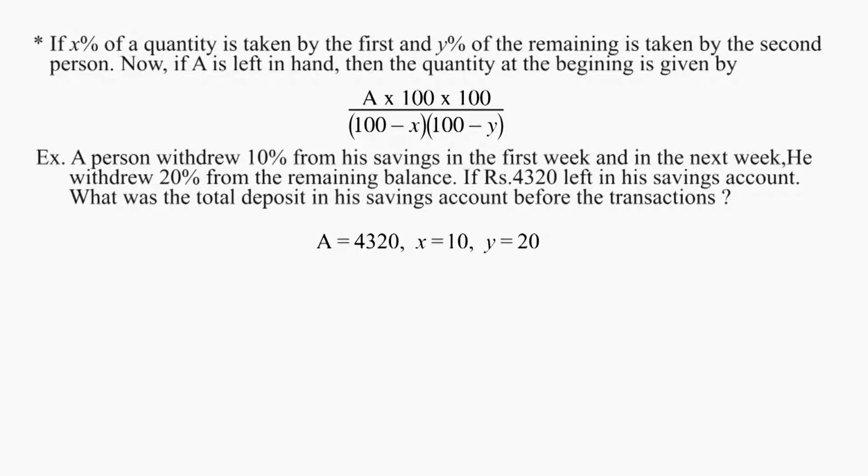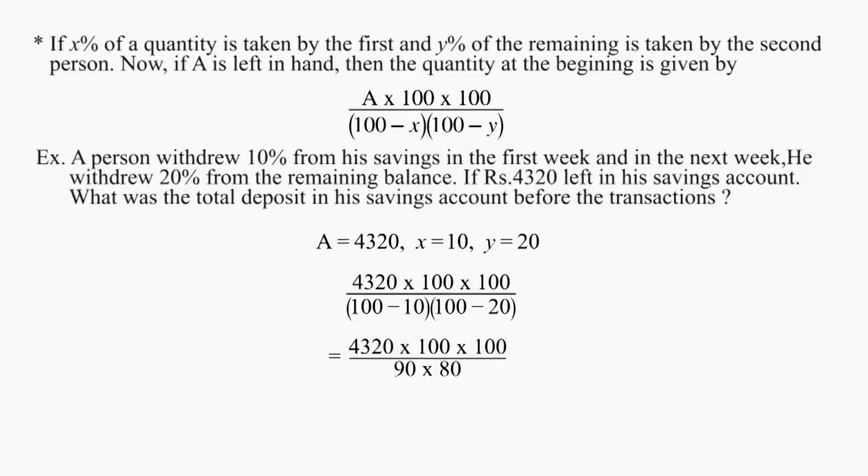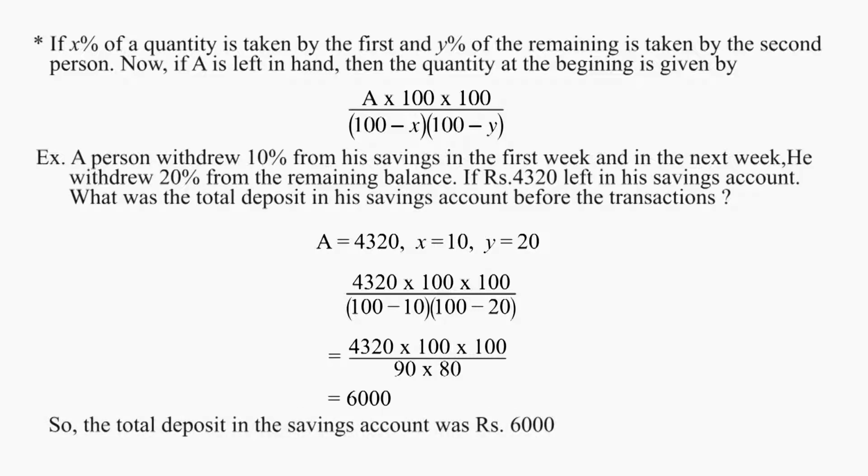Here, A equals 4320, X equals 10, and Y equals 20. So, according to the above rule, the total deposit in the savings account before the transactions is given by 4320 into 100 by 100 minus 10 into 100 minus 20. On further simplification, we get 6,000. So, the initial deposit in the savings account was 6,000 rupees.